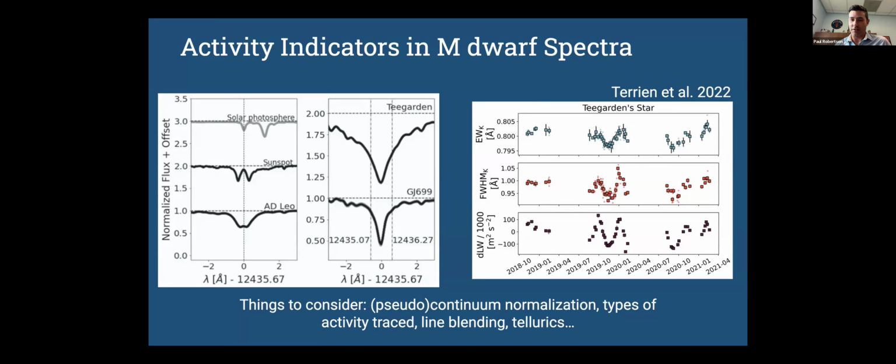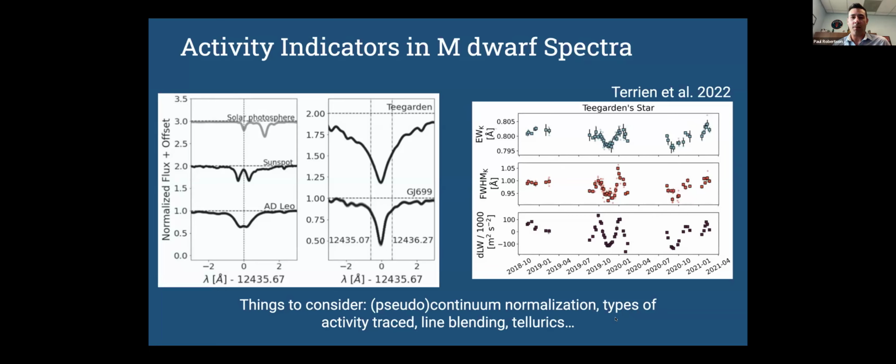If you're normalizing to the continuum, you need to think carefully about that. If you're using some of the canonical activity tracers like calcium H and K, the continuum there can be so weak that your activity tracer just becomes dominated by signal and noise. Line blending is obviously a problem.